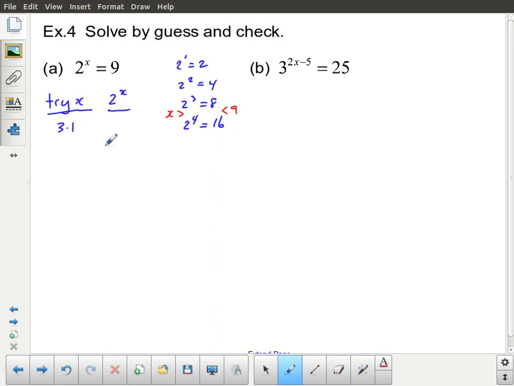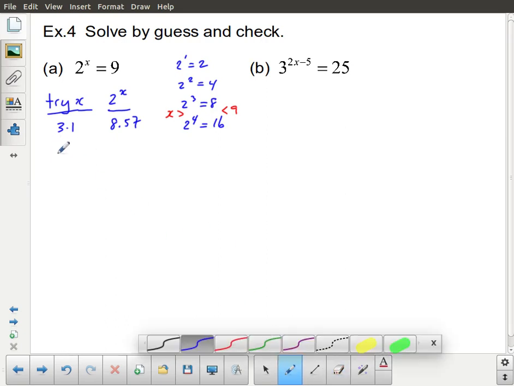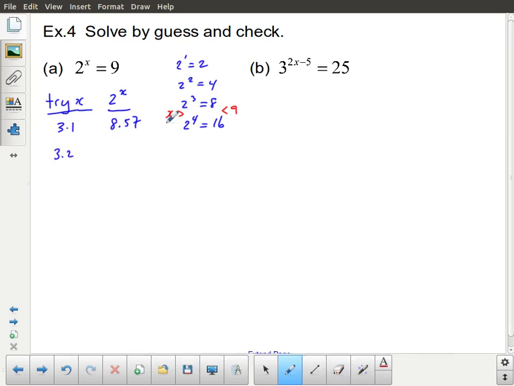So when I put 2 to the exponent 3.1, I end up with 8.57. I'm going to try 3.2. I know for a fact that's going to be too big. It's going too far, but I'm still going to try it. So we're doing 2 to the power 3.2, and that gives me 9.19.